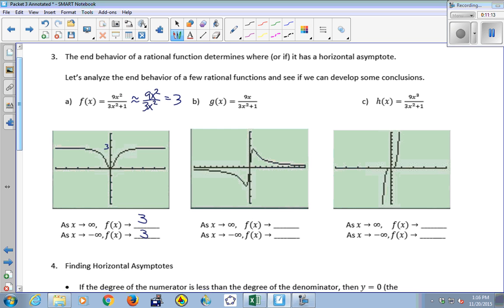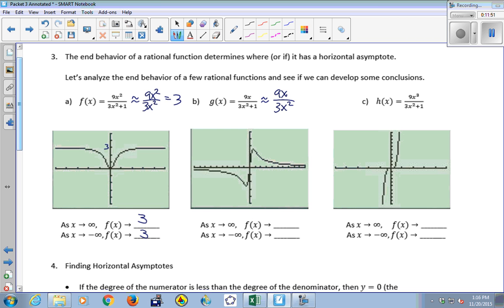All right, let's do a similar argument for the function g. Plugging in the largest x value you can, right? Plug in a googol, the largest number. A googol is 10 to the 100, 1 with 100 zeros. So a huge, huge, huge number putting in for x. That plus 1 in the denominator is so minuscule it hardly means anything. So this is going to be approximately equal to 9x over 3x squared. As long as x is really, really big, that plus 1 doesn't really matter very much.